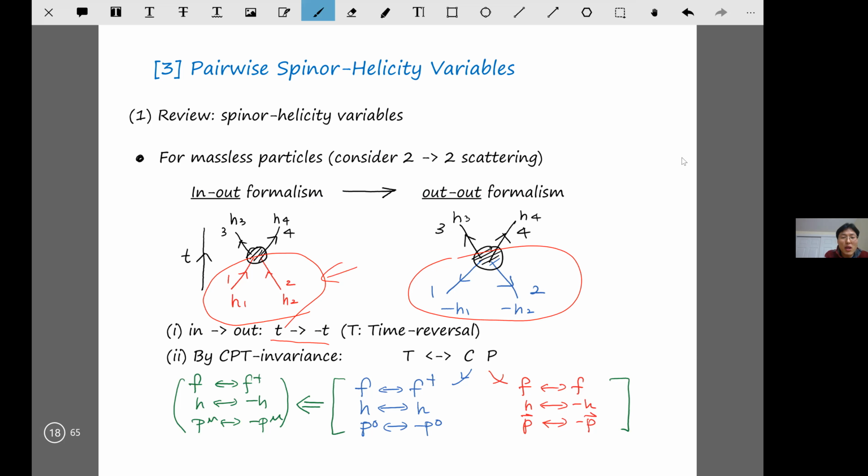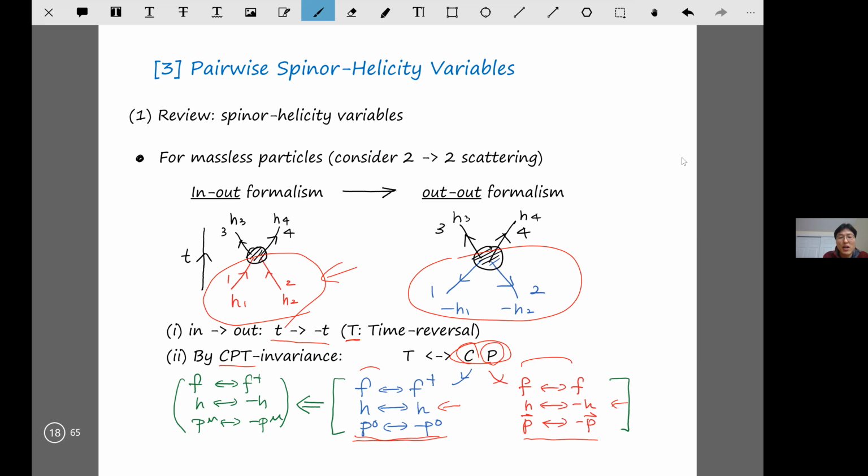And by CPT invariance, the T transformation is equivalent to the CP transformation. Under parity transformation, particle stays a particle and antiparticle stays an antiparticle, but helicity flips because left becomes right and vice versa. Also the three momenta flip. On the other hand, under charge conjugation, particle becomes antiparticle or vice versa, but helicity stays the same. And then the energy becomes minus energy, right? Because if you remember from QFT 101, an antiparticle either travels in the opposite direction in time, or travels forward in time but carries negative energy. And this is that statement.